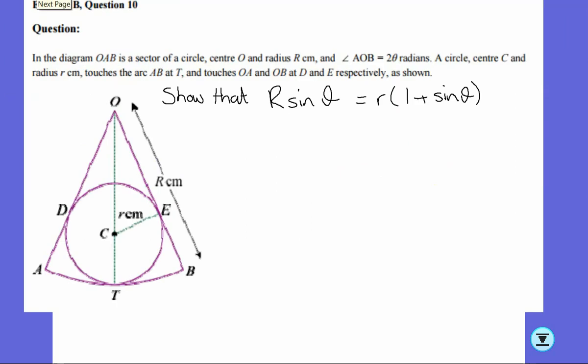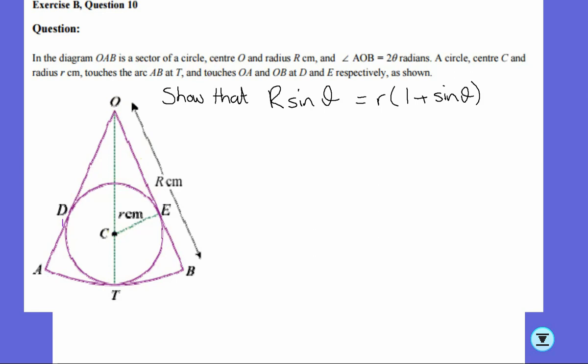Okay, this question, less simple. Now, we have a sector here, OAB, it's a big sector, and then we have a circumscribed circle in the middle with center C. We can see that OB and OA are tangents, but they're telling us that as well in this text up here.